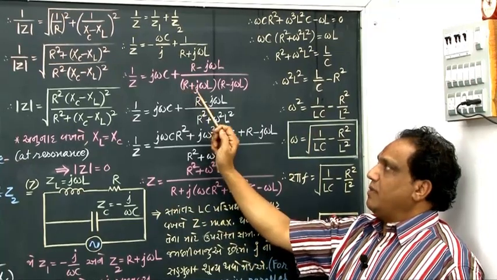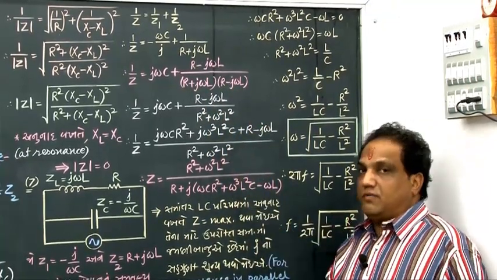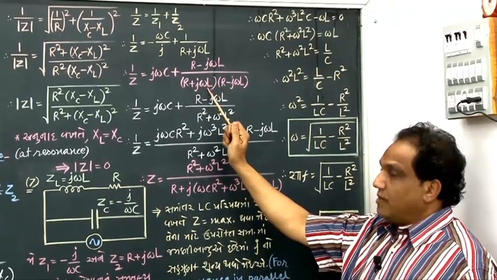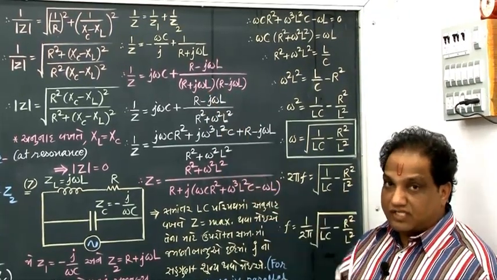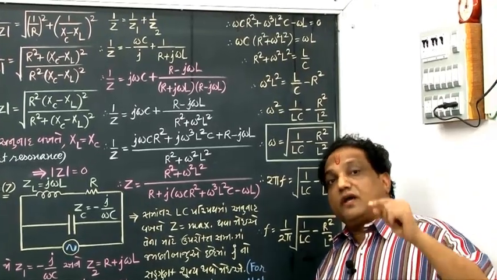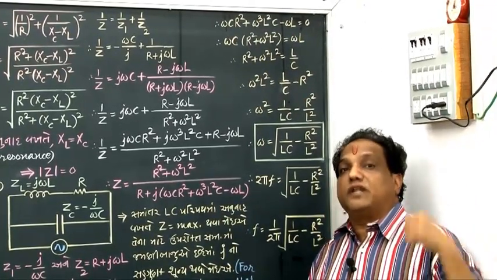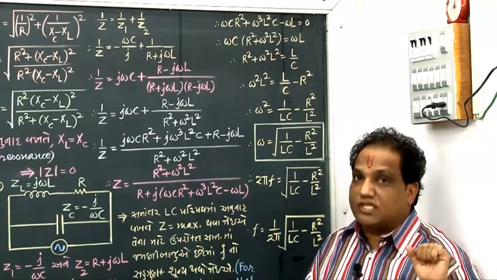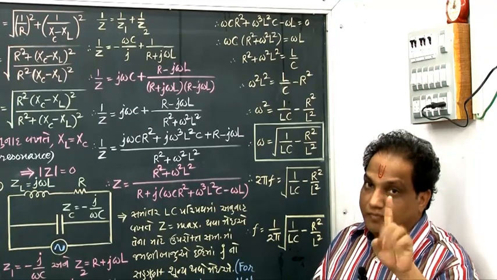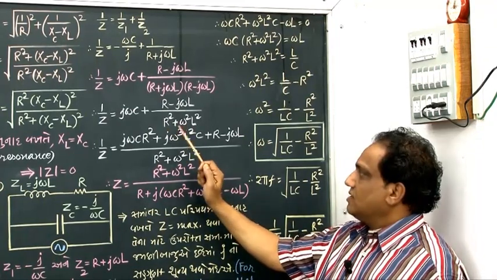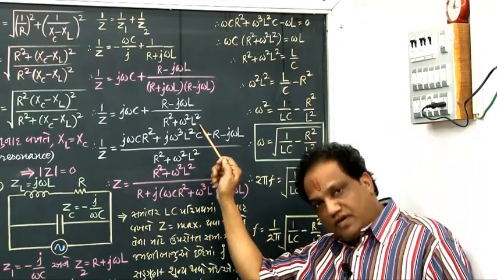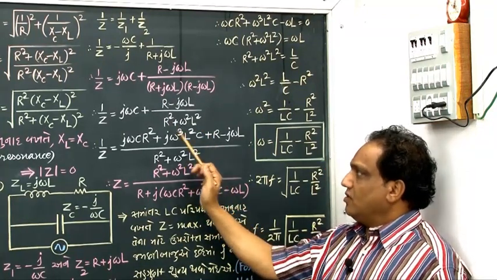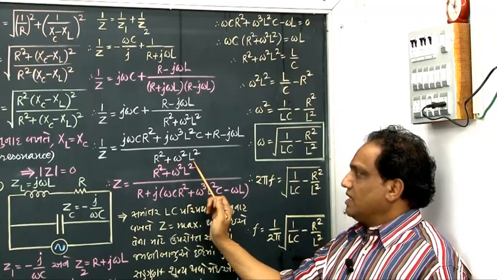But you know, a plus b into a minus b is a square minus b square. Similarly, R plus j omega L into R minus j omega L will be R square minus j square omega square L square. But you know minus j square is plus 1. So it is R square plus omega square L square. Okay, fine. And now take LCM. This part will appear in the denominator: R square plus omega square L square.